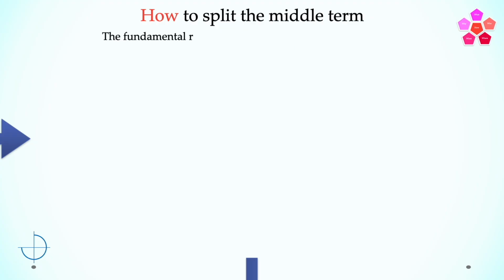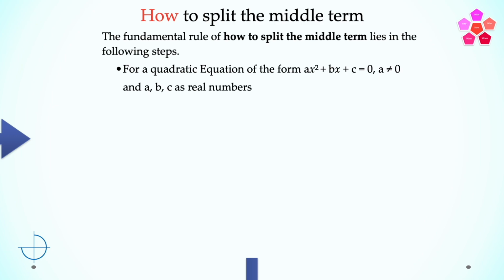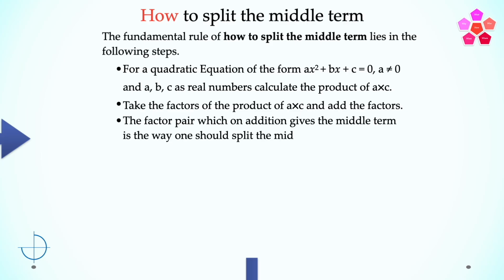The fundamental rule of how to split the middle term lies in the following steps. For a quadratic equation of the form ax squared plus bx plus c is equal to 0, where a is not equal to 0 and a, b and c are real numbers, we calculate the product of a multiplied by c. Take the factors of the product of a multiplied by c and add the factors. The factor pair which on addition gives the middle term is the way one should split the middle term.